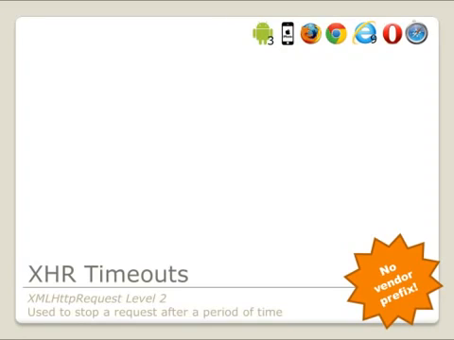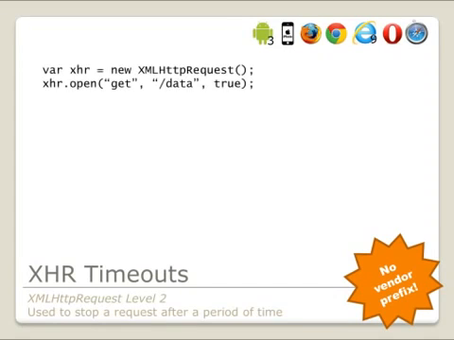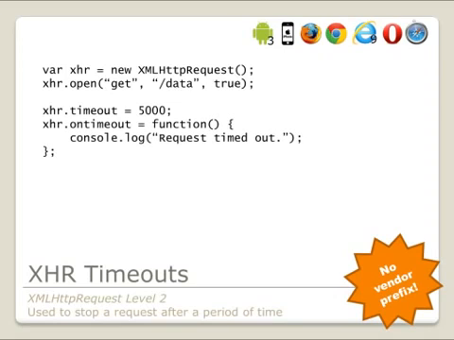The next feature is timeouts, and this is used to stop a request after a certain period of time. So let's say that you're making a request to the server, but you know that this might take a little bit longer than usual, and if it does, you just want to stop the request completely. Well, you can set a timeout in milliseconds by setting the timeout property on the XHR object, and then use the onTimeout event handler to detect when that timeout is tripped. Then just send your request as usual. If the request is taking longer than the specified timeout, it'll stop automatically, the request will be aborted, and the onTimeout event handler will be called.